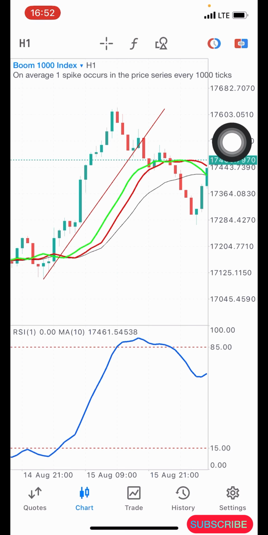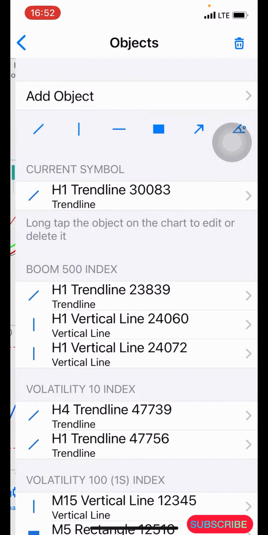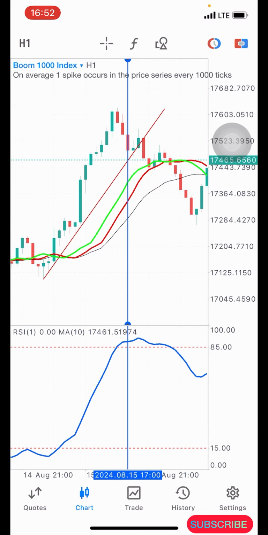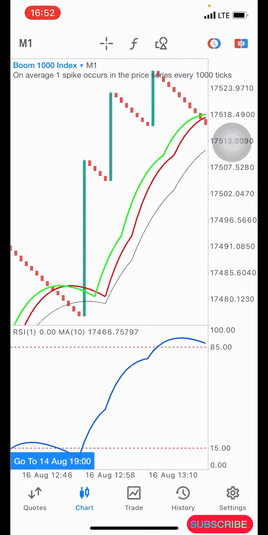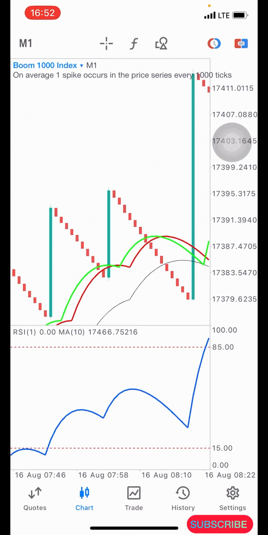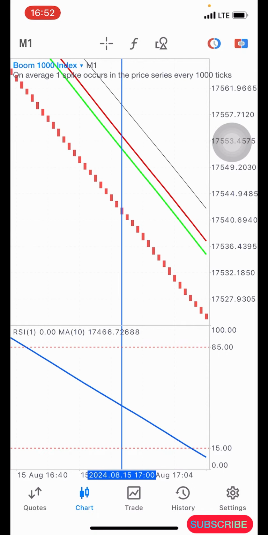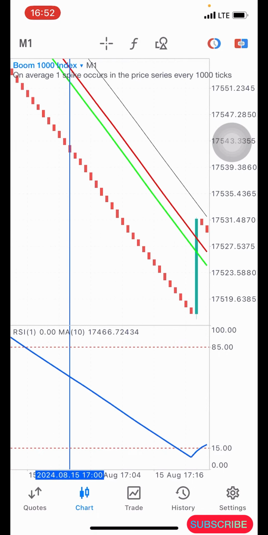So now this is how we are going to go about this. Let me mark this area. Now I've marked this area like this. Let's say this area here. So let's go down to the 1 minute time frame. Let me show you guys what I'm talking about and how you are to go about it. This is the area I marked on the 1 hour time frame.